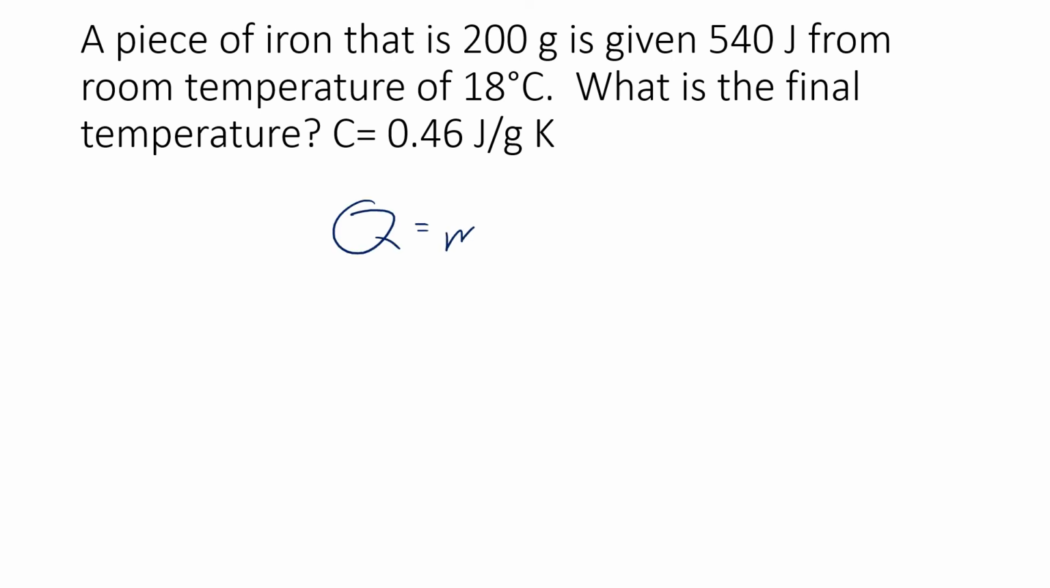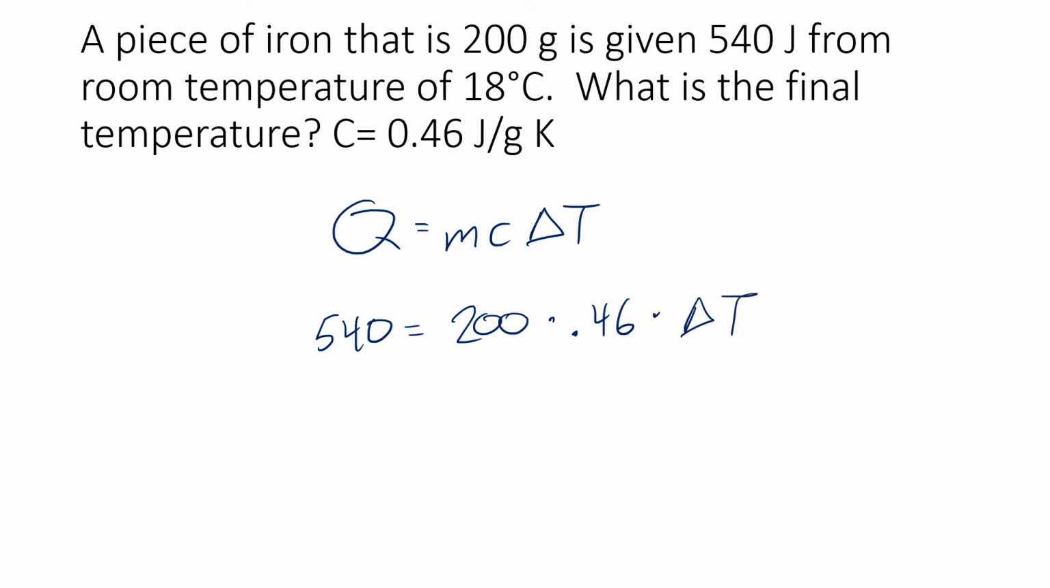So Q is equal to mc delta T. I know the energy is 540, which is equal to 200 grams times 0.46. For this one, we have to solve for delta T as a whole here. You could split it apart if you wanted to and plug in a difference into there, but I don't think it's worth it. I'm going to solve for delta T first. Delta T is going to equal 5.9. Now, this isn't our answer here. This is how much the temperature changed.